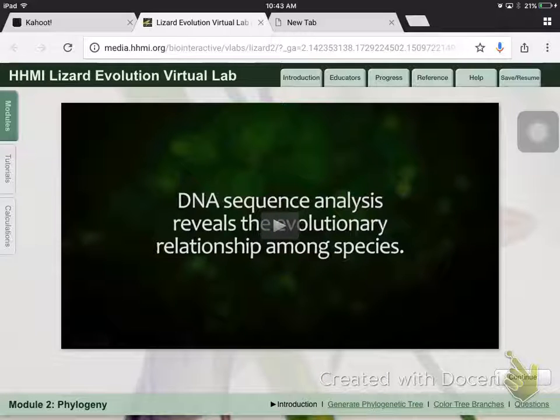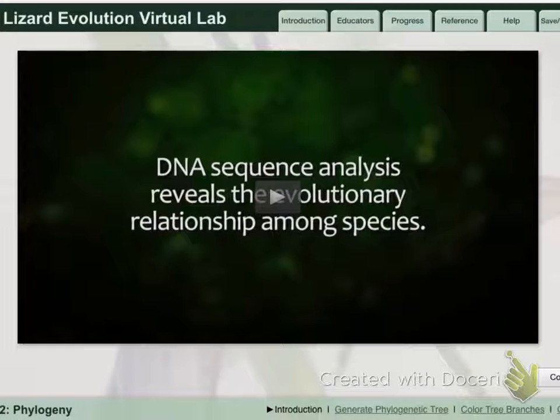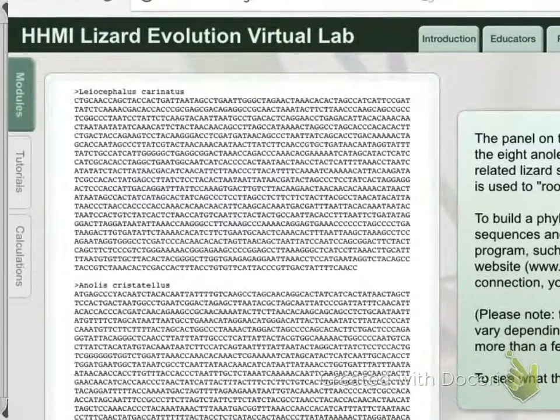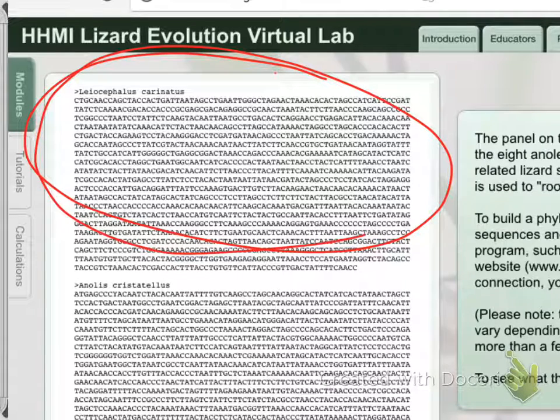DNA analysis reveals the evolutionary relationships between species. You know that, and as a matter of fact, we can take a big old fat DNA sequence. What's that? What is all that? Give me a DNA sequence. Go, go, go.